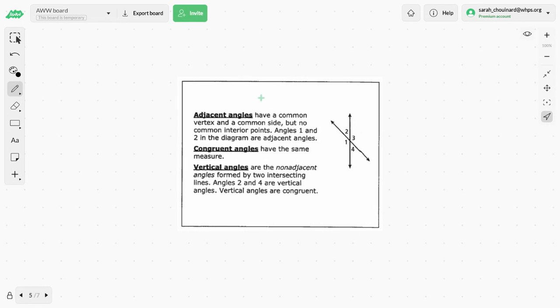So 3 more vocab words. Adjacent angles are ones that have a common side. So I like to call them neighbors because they share a common side. So angles 1 and 2 are adjacent because they share one wall like neighbors do. Another pair of adjacent angles would be 2 and 3 because 2 and 3 share one common side, one wall.